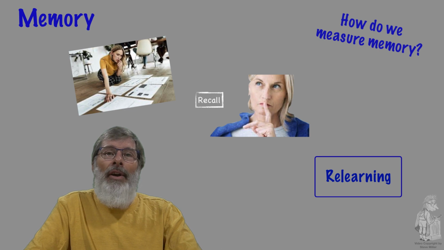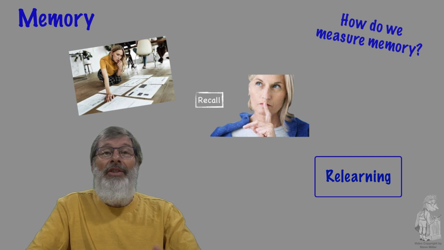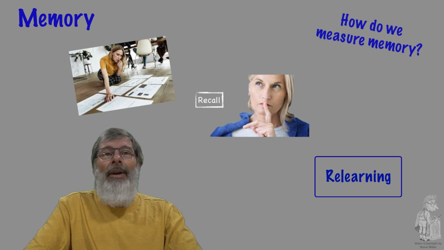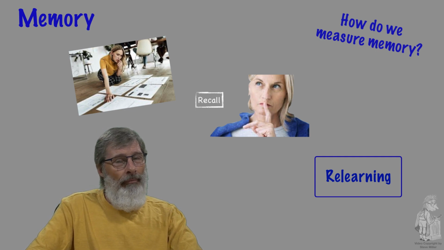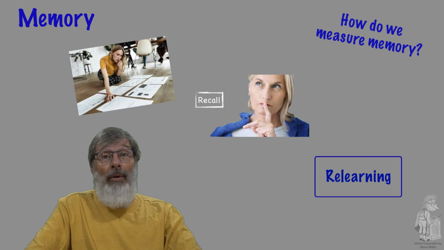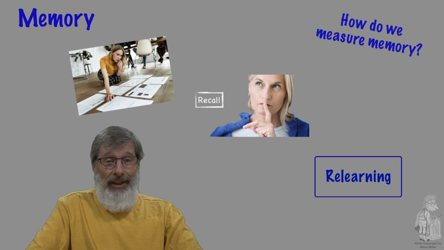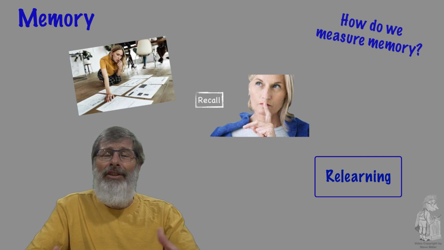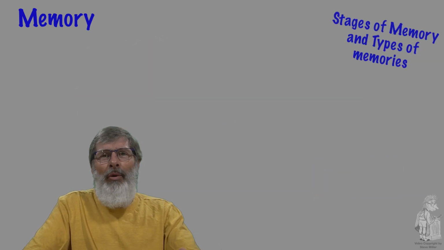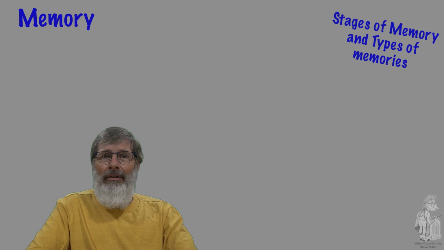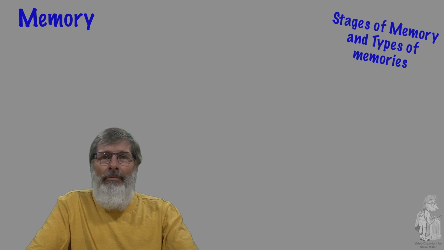Ebbinghaus devised a method of measuring these savings. Record the number of repetitions needed to learn, then record the number of repetitions to relearn the list. Compute the difference, and that's called the savings. Now, we can look at memory in terms of stages of memory and the types of memory.